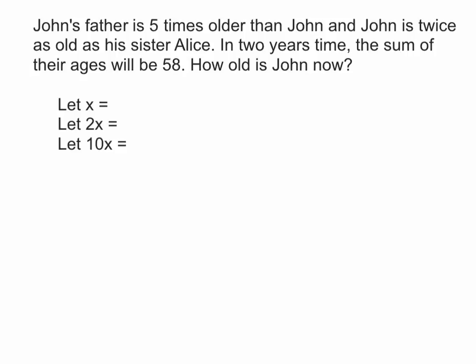The next question is number 6. John's father is 5 times older than John, and John is twice as old as his sister Alice. In 2 years' time, the sum of their ages will be 58. How old is John right now? Okay, so in reading this problem, I noticed that really the most basic person's age that we're talking about in this case is Alice. So x is going to be Alice's age.